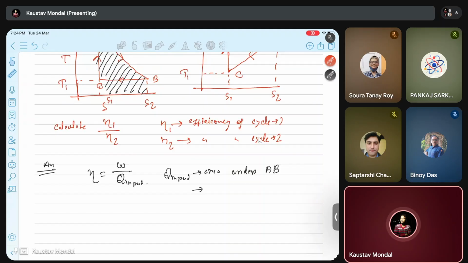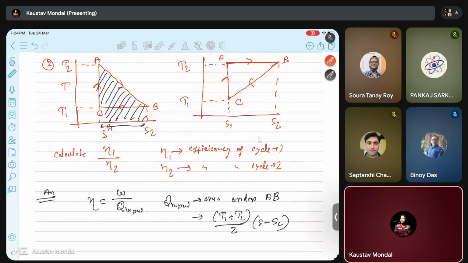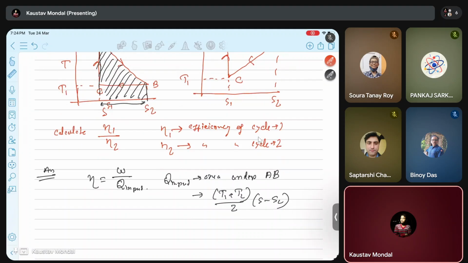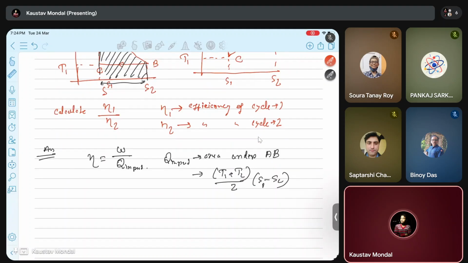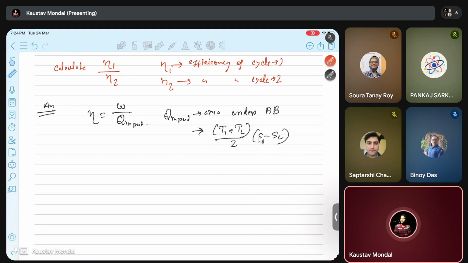Say this area under the trapezium would be (T1 plus T2) by 2 times (S1 minus S2). S1 minus S2 is this thing. What is (T1 plus T2) by 2? This plus this by 2, right? And S1 minus S2 gives you the height of this trapezium. So the area under the trapezium, or the Q input, would be this one.